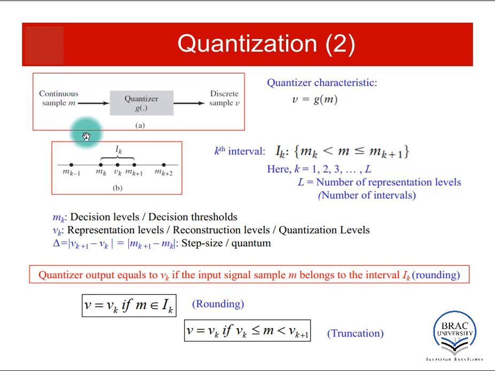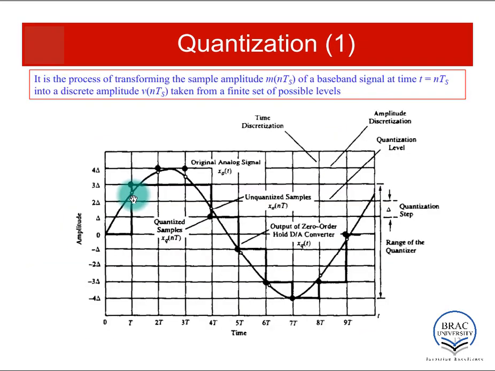We are going to pass it through a quantizer and we will get our discrete sample v. This g is our quantizer function. We are inputting m in it. This is a continuous sample. By continuous sample, I mean this white dot. This is a continuous sample.